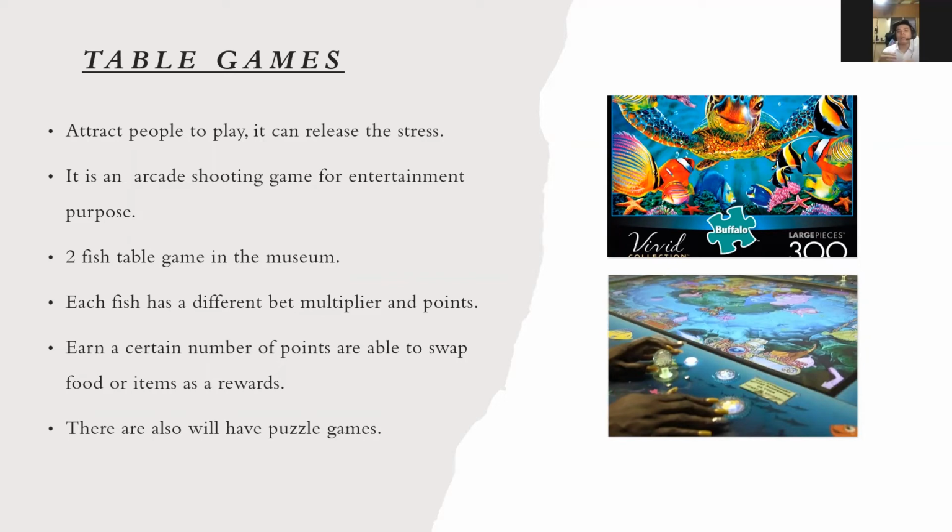And then other than these fishing table games, we also have puzzle games, which are related to the topic as well, like this example.